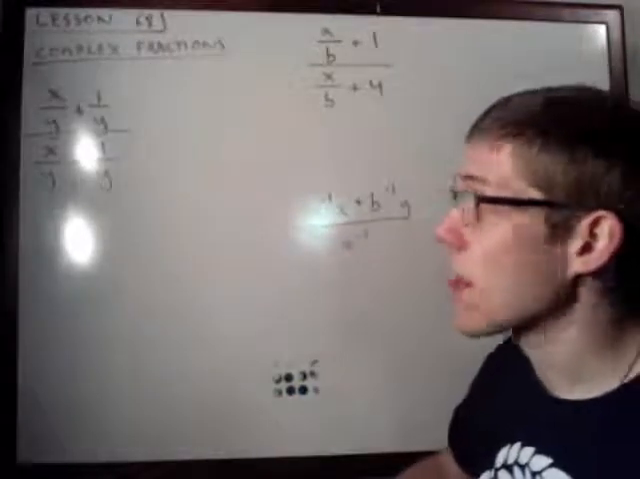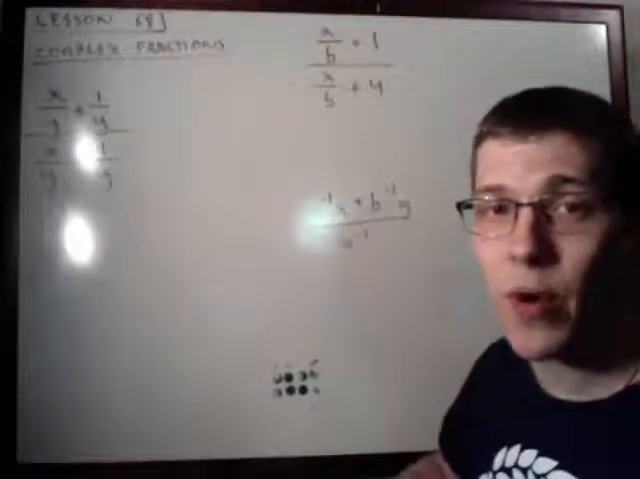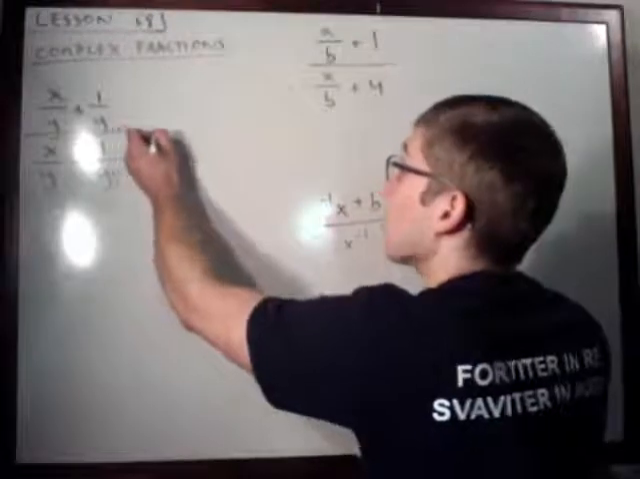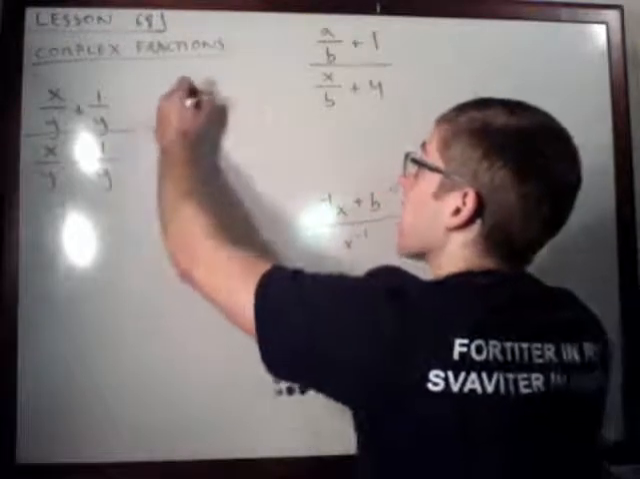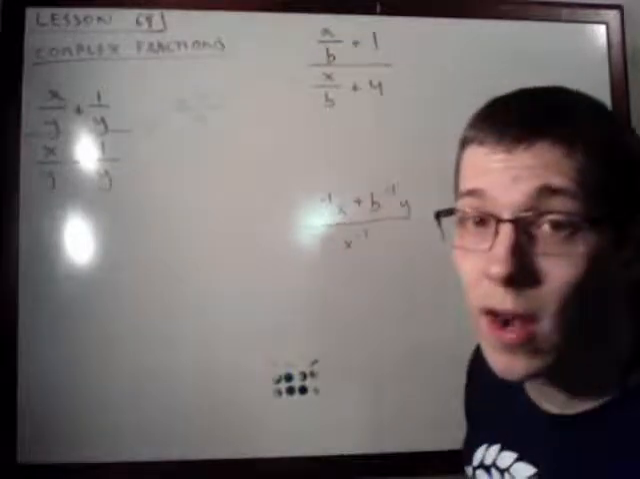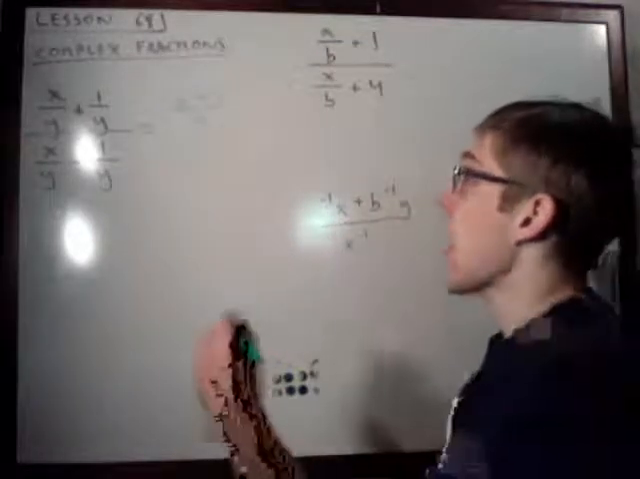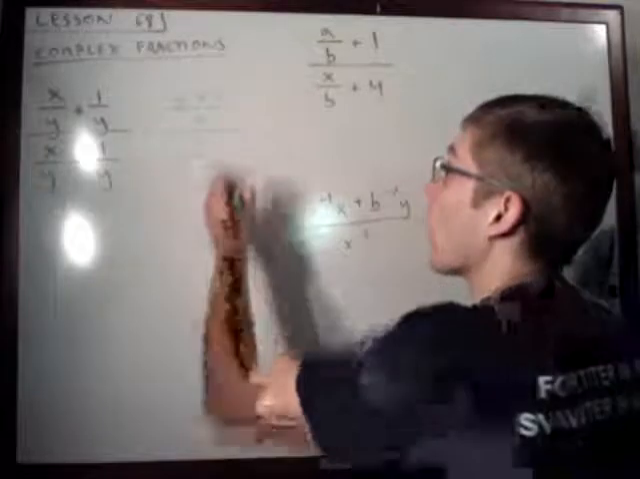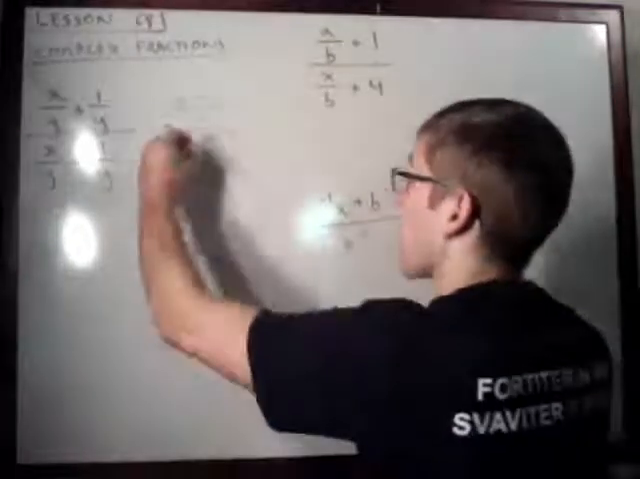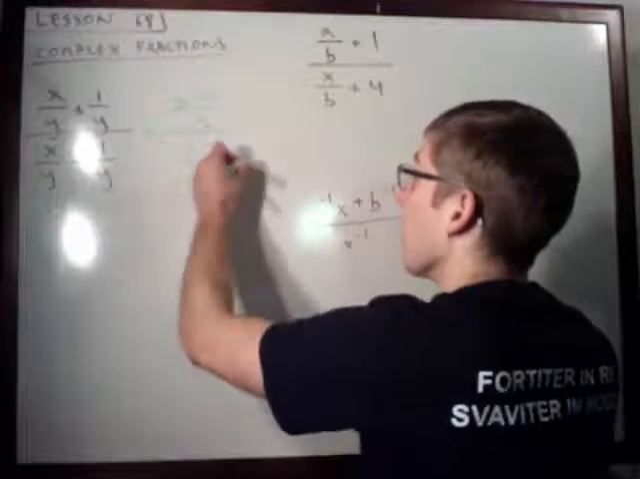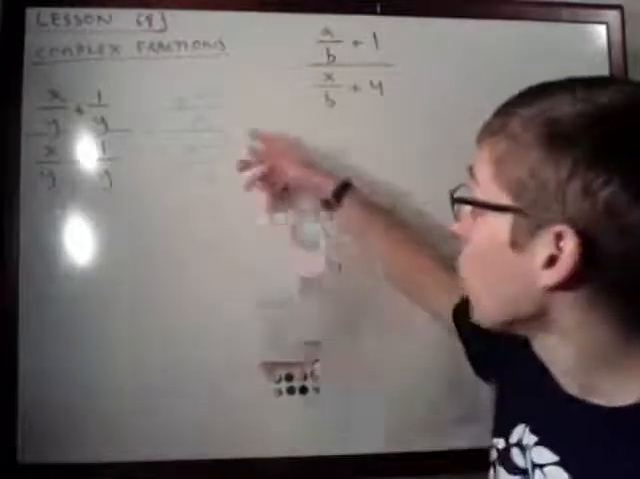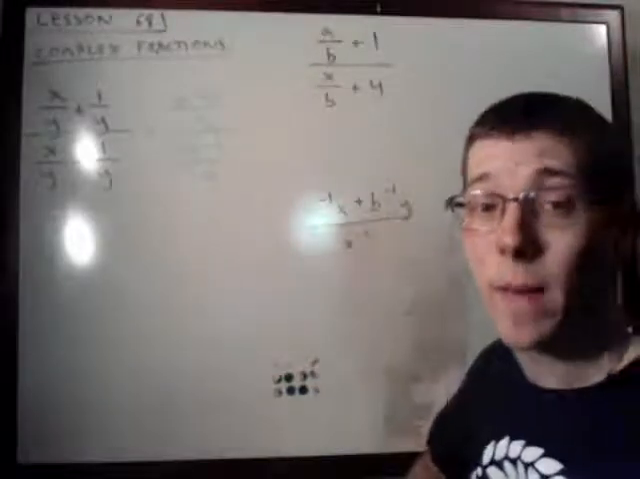So first on top, x over y plus 1 over y, pretty straightforward. They already had the same denominator, so we can just add the numerators together, and we get x plus 1 over y. Similarly, the bottom of the fraction, x over y minus 1 over y, they already had the same denominator, so we can just add the numerator straight across, x minus 1 over y. Okay, at this point, we've got a fraction on top and a fraction on bottom.